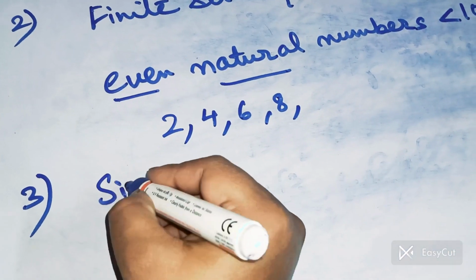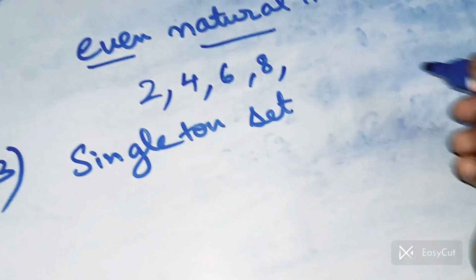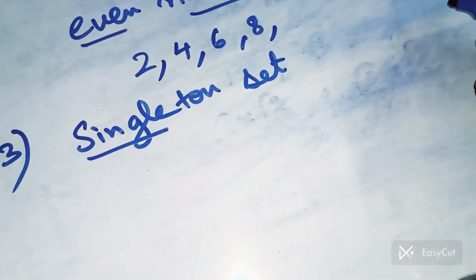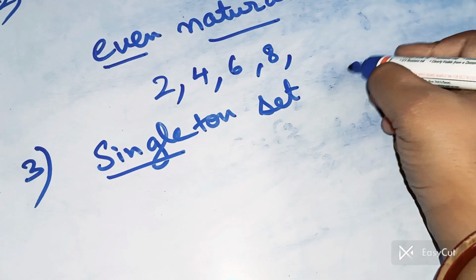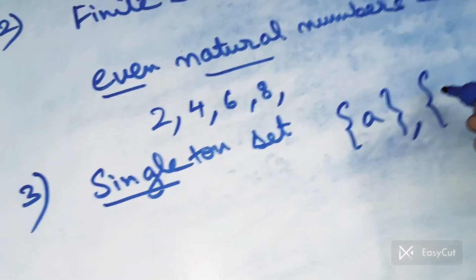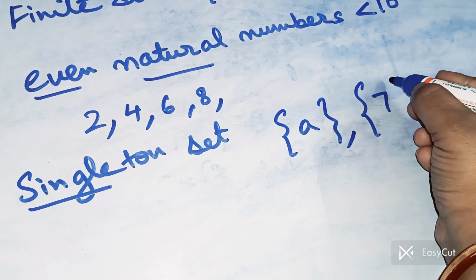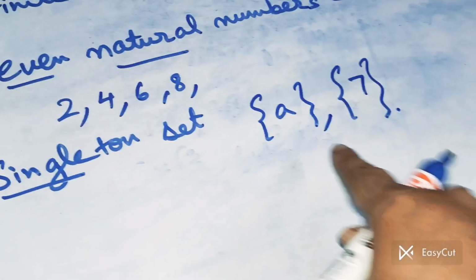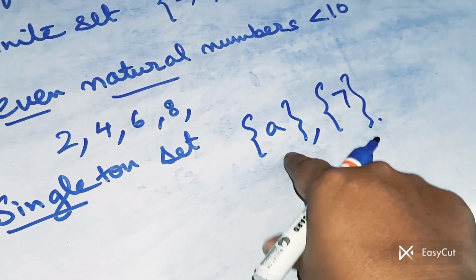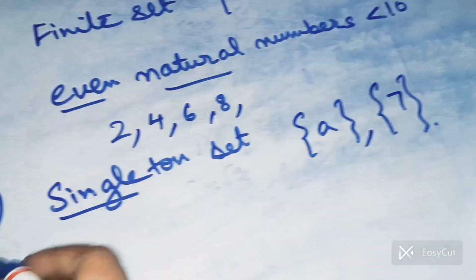Next comes the singleton set. Singleton, as the name suggests, means a single element. A set that contains only one element is called a singleton set. For example, if there is only one element, A, that is a singleton set. If you are writing one set, only one element will be there, like this. This is one set, this is another set. When a set contains only one element, it is called a singleton set.